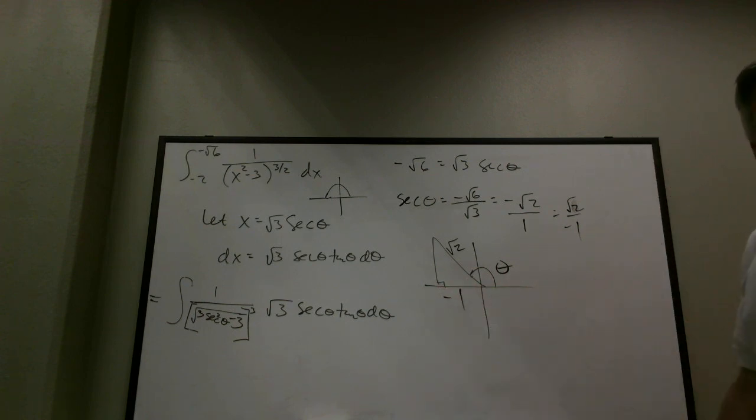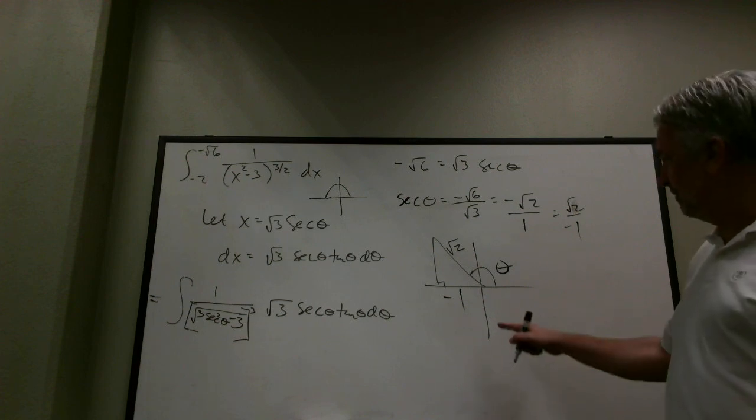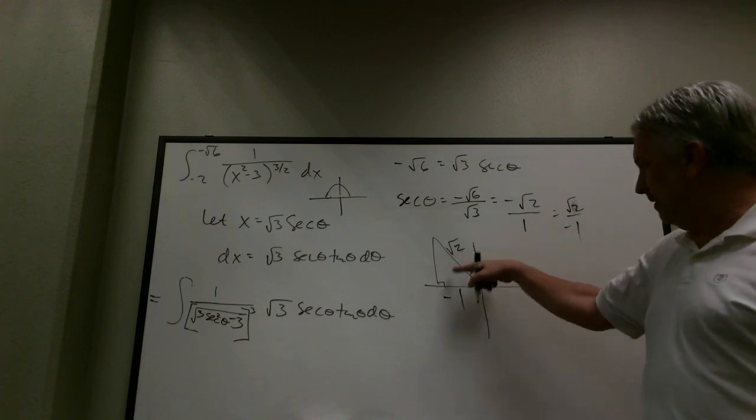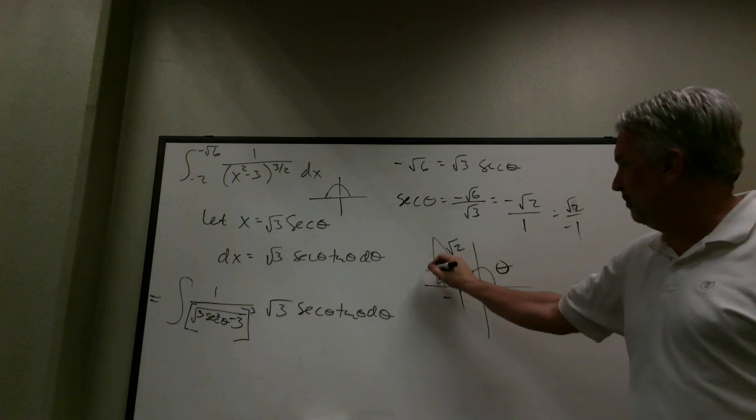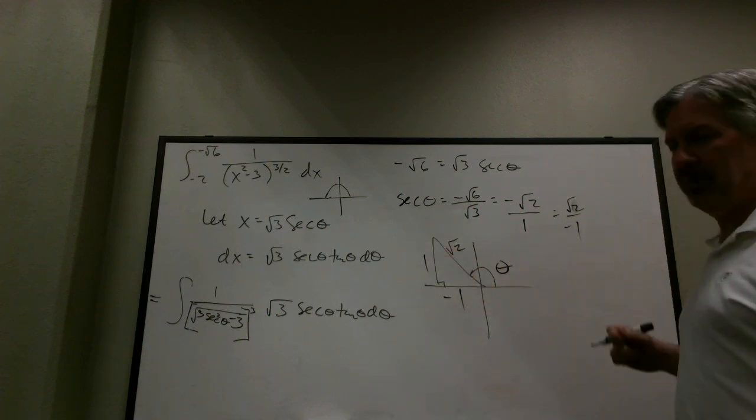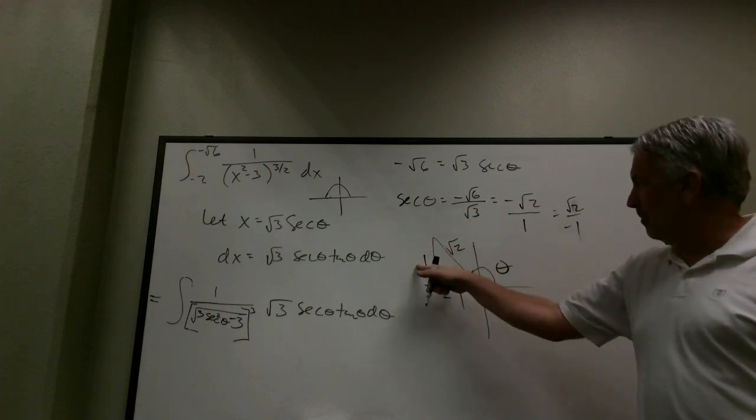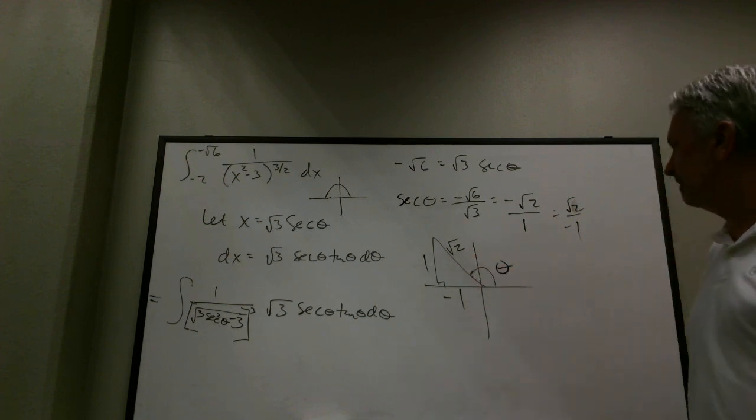Well, you know from your pre-calc class that this is one of your special triangles. In a right triangle, if a leg is 1 and the hypotenuse is root 2, the other side's 1. You could check with the Pythagorean theorem: 1 squared plus 1 squared is root 2 squared.